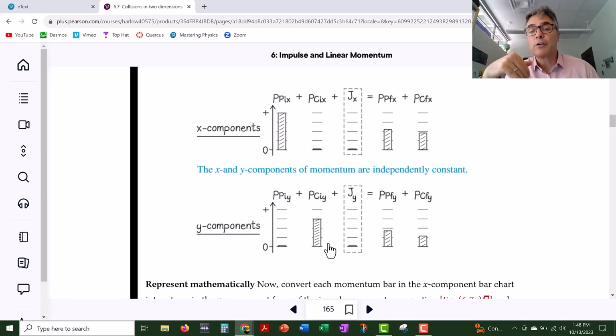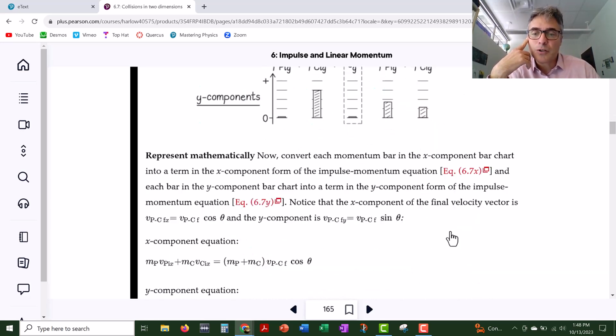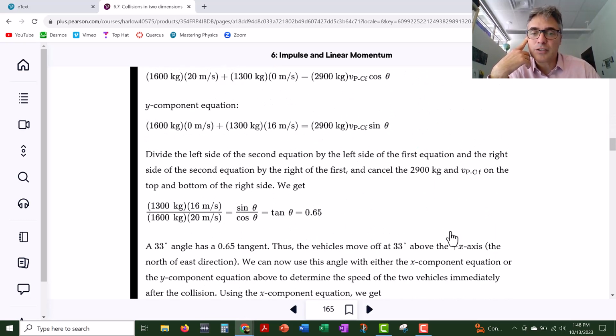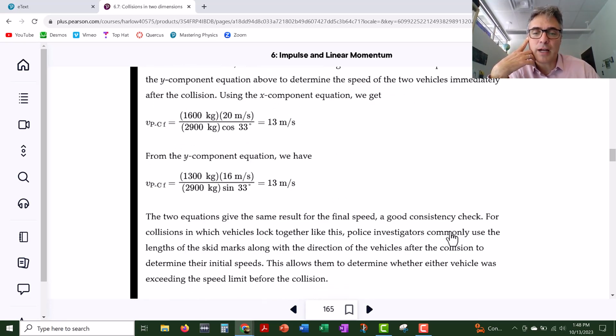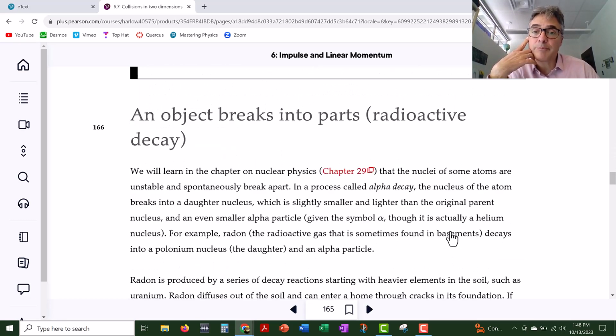And then you have a whole other equation for all the y components. Same thing. Initial y component of momentum plus the y impulse equals the final y momentum. And you just have a lot of cosines and sines to keep track of. So there are some examples of that.